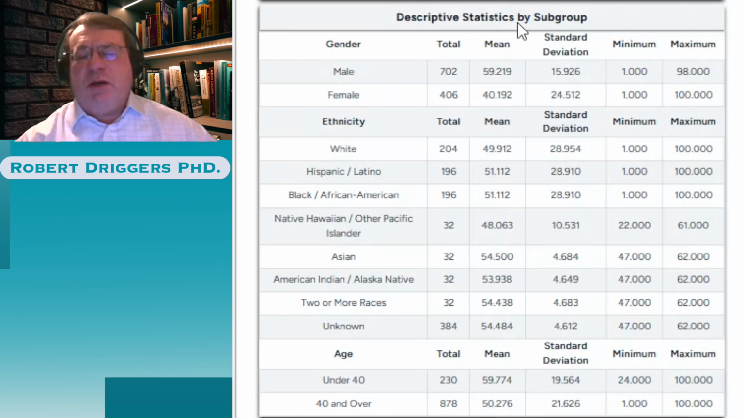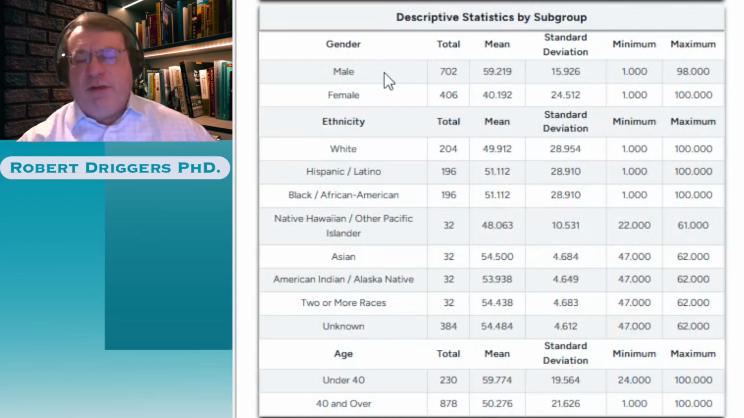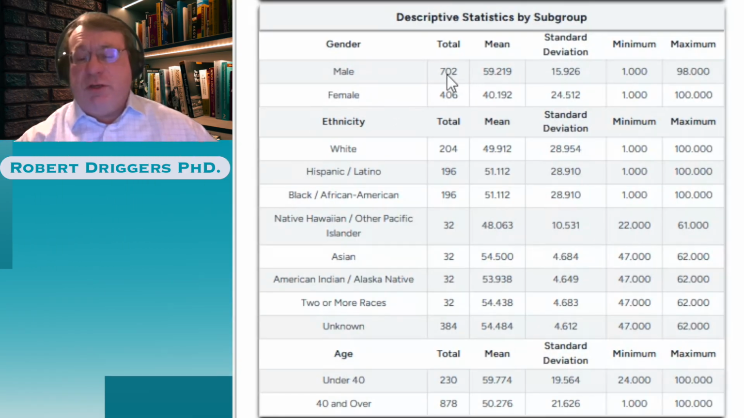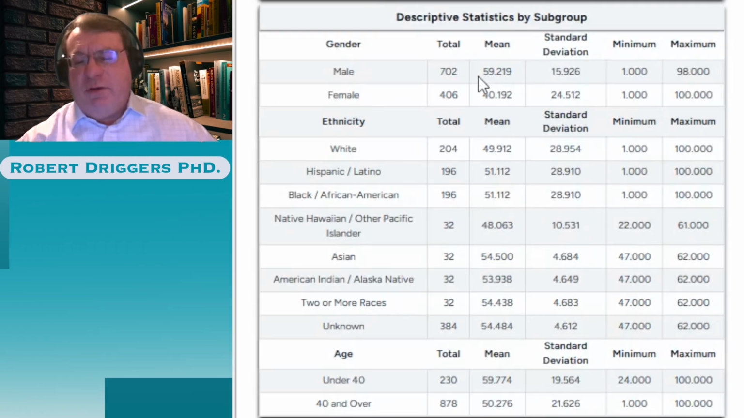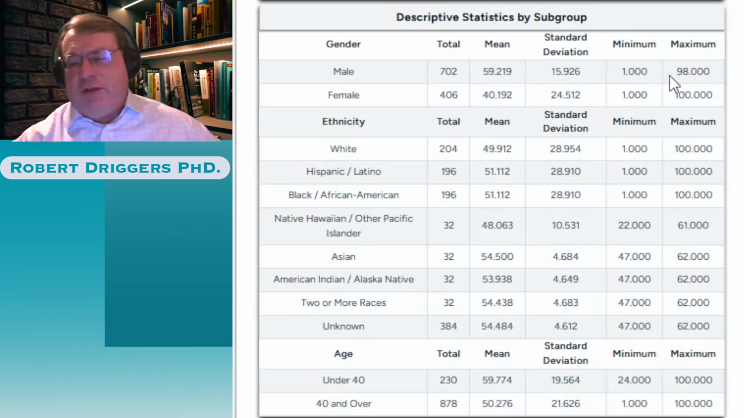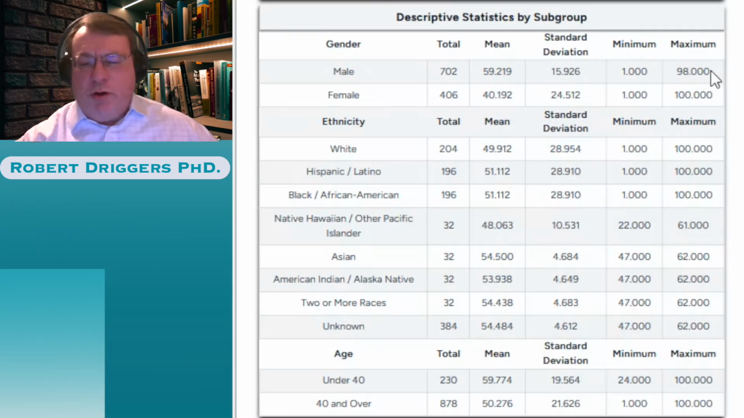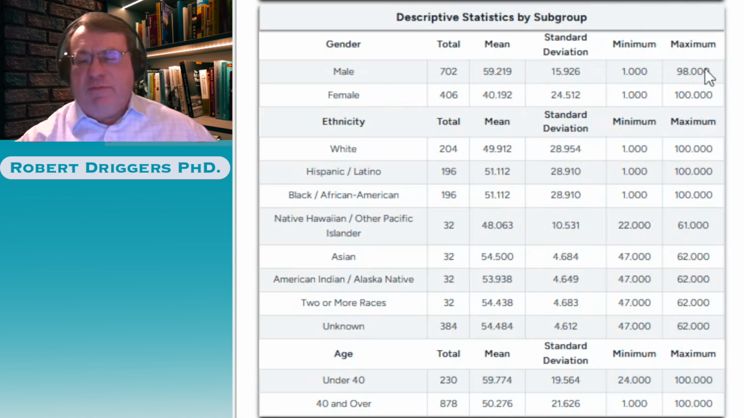Descriptive statistics by subgroup. So these are similar statistics, but it's a breakdown of the different subgroups. So example, for males, you'll see a total of 702 with a mean of 59.219 on the test. So this means that 702 males were in the data set, and this is their average score. The range of scores are 1 to 98. This is important information. Suppose you saw a score that was 101 and your test only went to 100.